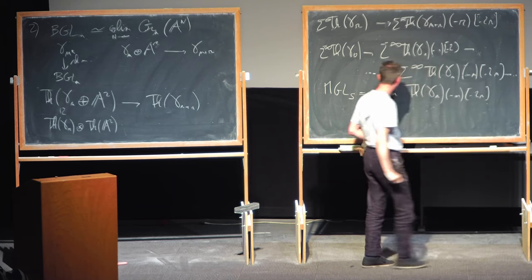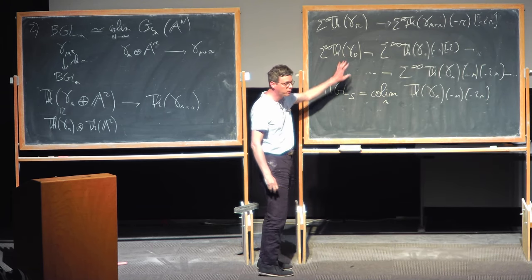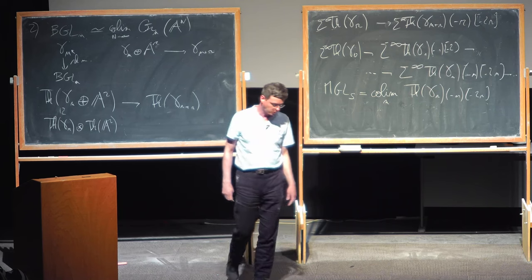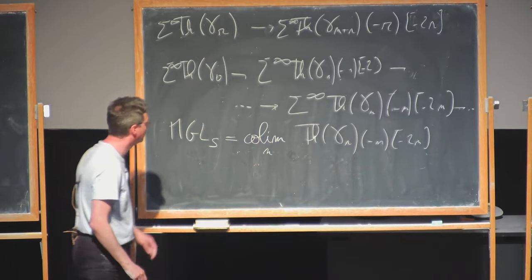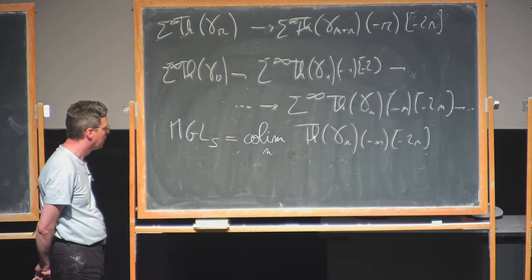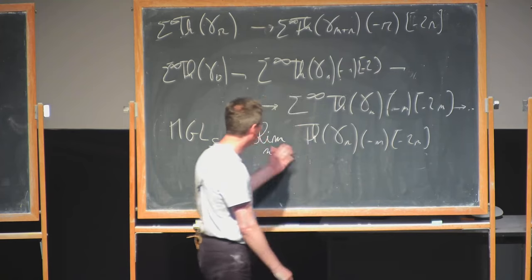The homotopy colimit. Of course you have to pay attention. You have to get a well-defined object in order to be able to take the homotopy colimit. But just to the definition, it's not so important.